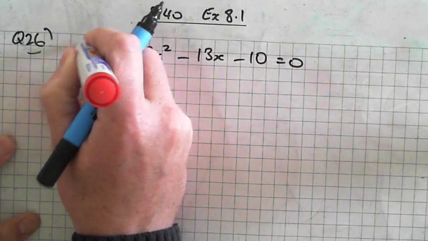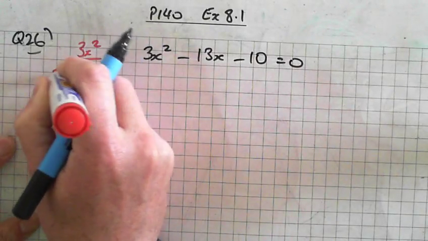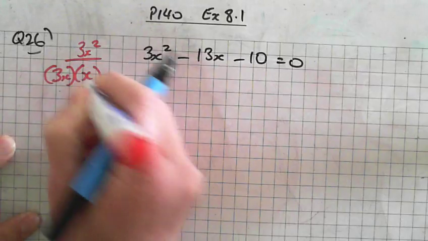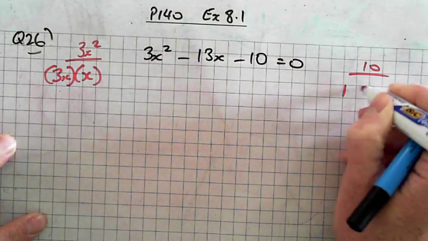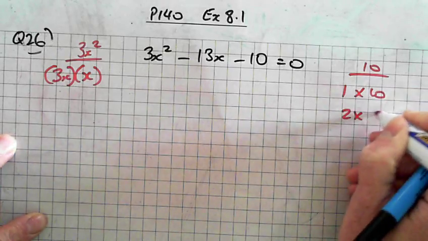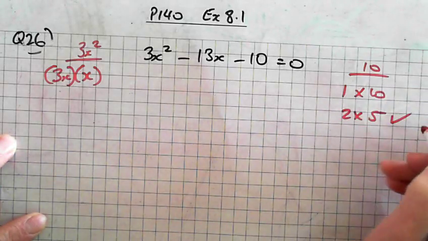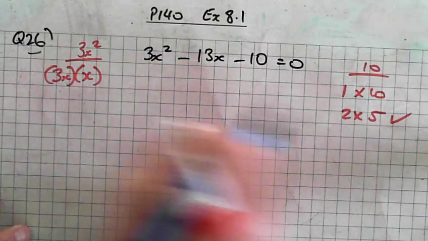Factors of 3x squared: 3x by x. The factors of 10: 1 by 10 and 2 by 5. Good stuff. And we'll start with the bottom pair of factors.